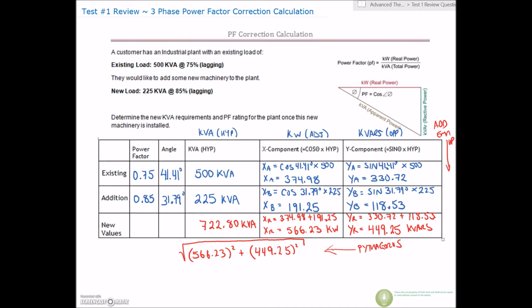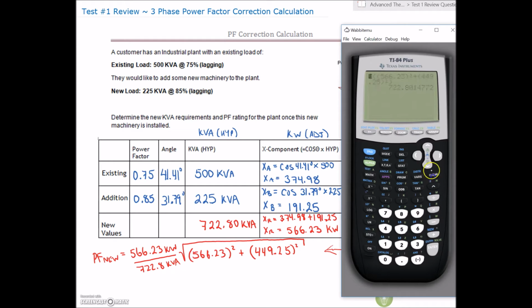Okay, so for that, we can find our new power factor, or our combined power factor. We've got 566.23 kilowatts over 722.8 kVA. And let's see what that ratio is. So what have we got? We got 566.23 divided by 722.8, and that gives us 0.78 for our new combined power factor.